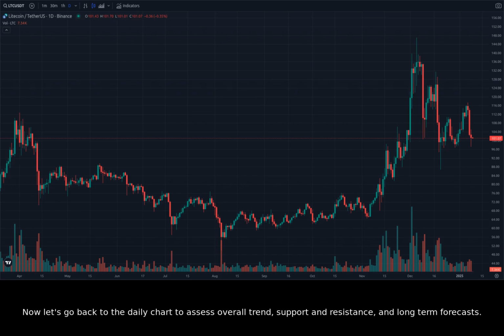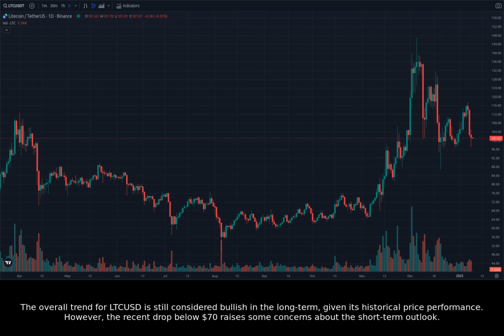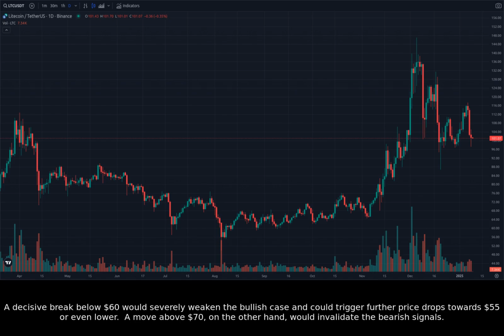Now let's go back to the daily chart to assess overall trend, support and resistance, and long-term forecasts. The overall trend for LTCUSD is still considered bullish in the long term, given its historical price performance. However, the recent drop below $70 raises some concerns about the short-term outlook. A decisive break below $60 would severely weaken the bullish case and could trigger further price drops towards $55 or even lower. A move above $70, on the other hand, would invalidate the bearish signals.